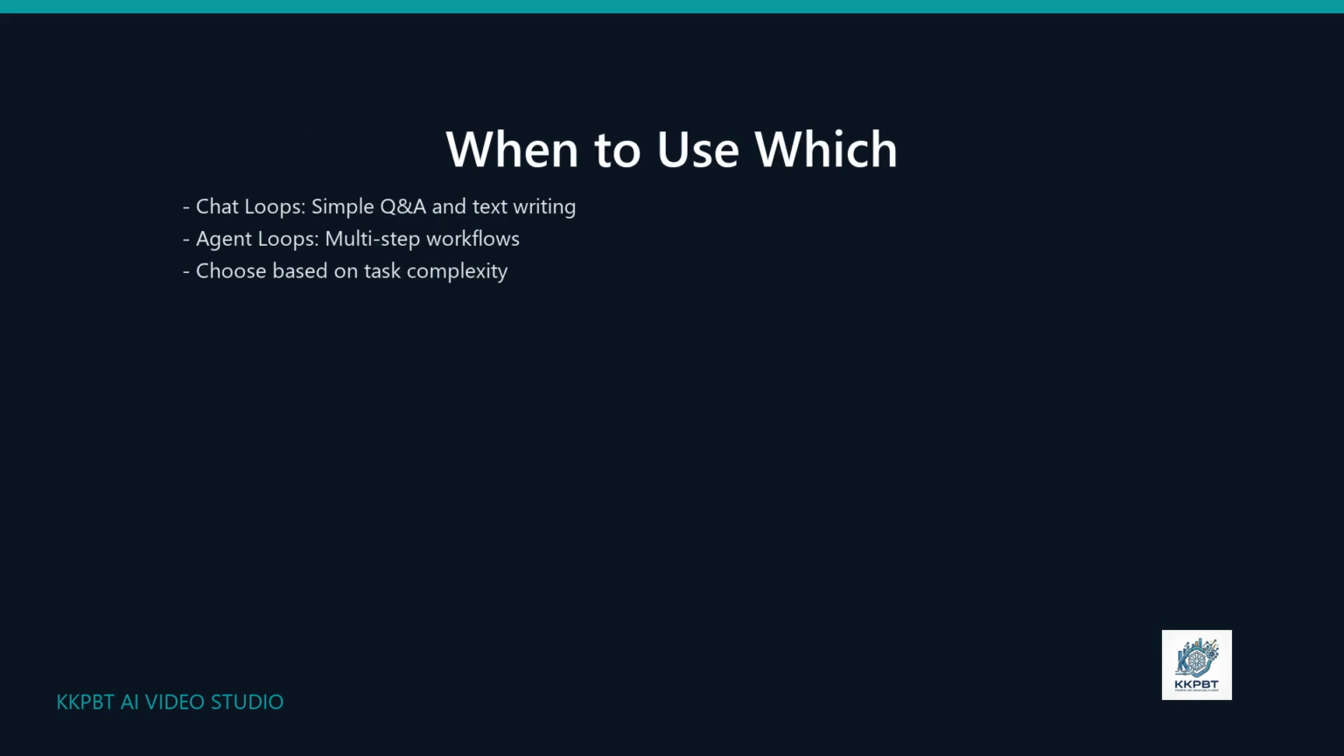When should you use each? Chat loops are best for straightforward tasks like quick Q&A, writing emails, or summarizing text. Agent loops excel at complex, multi-step workflows like deep market research or automated software debugging.